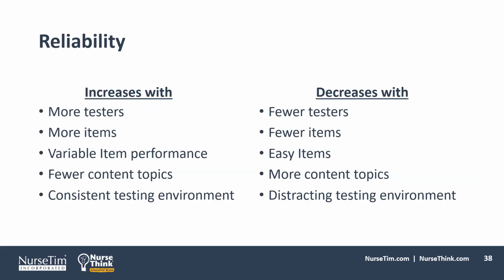So how do we improve our reliability? It's going to increase with more testers, more items, more variability with item performance, fewer content areas, and consistent testing environments. What will decrease your reliability? Fewer testers, fewer items, easier items, more content topics, and distracting testing environments. So think about these things you can do in order to improve your exam reliability as you're testing.